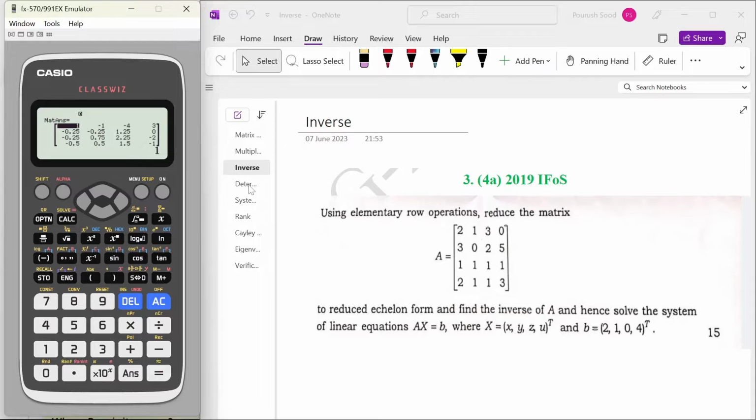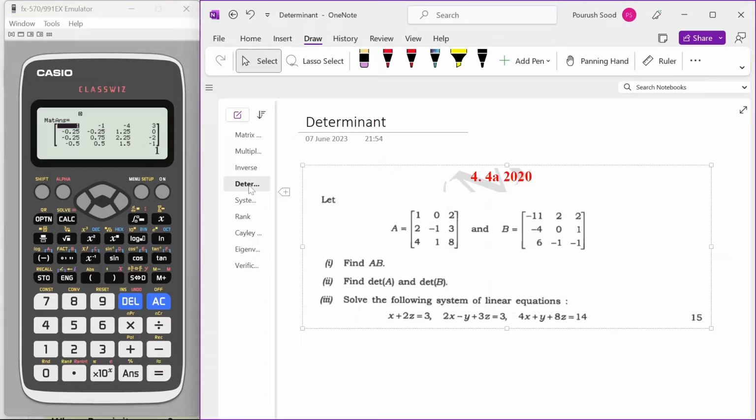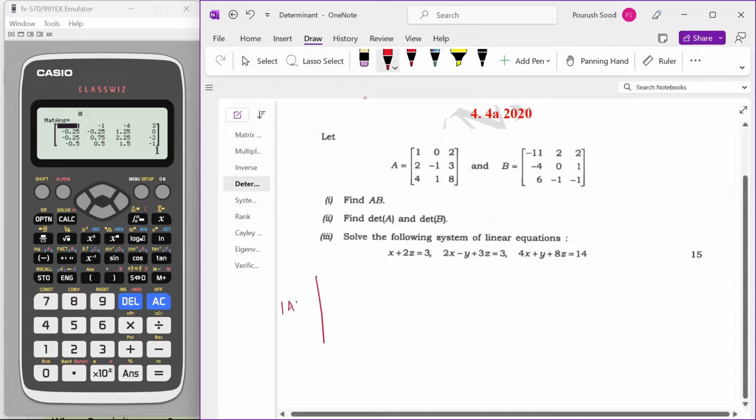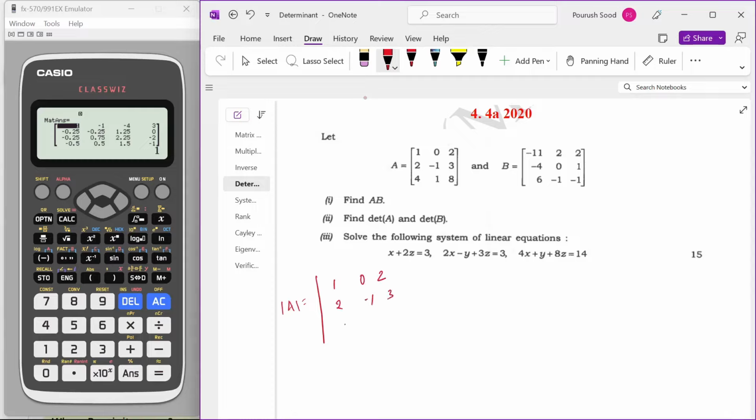Next, let's come to finding determinants. Finding determinants is also pretty simple. How I used to do this in the exam is that we know how to find the determinant, right? So we take this. Determinant of A is equal to 1, 0, 2, 2, minus 1, 3, 4, 1, 8 is equal to.